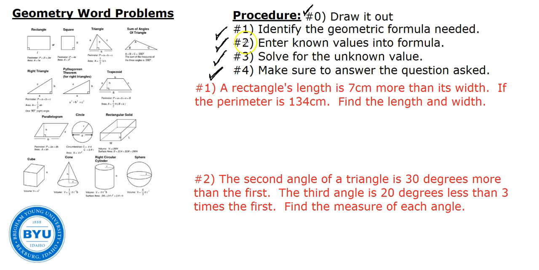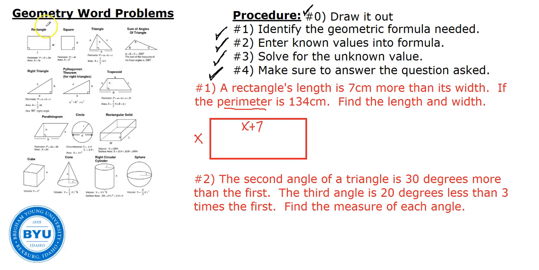Let's say that we've got a rectangle. I'm going to draw it out. A rectangle's length is 7 more than its width, so I'm going to call the width x. And the length here is 7 more than that, so x plus 7. It says that the perimeter is 134. Find the length and width. So this is a perimeter of a rectangle.